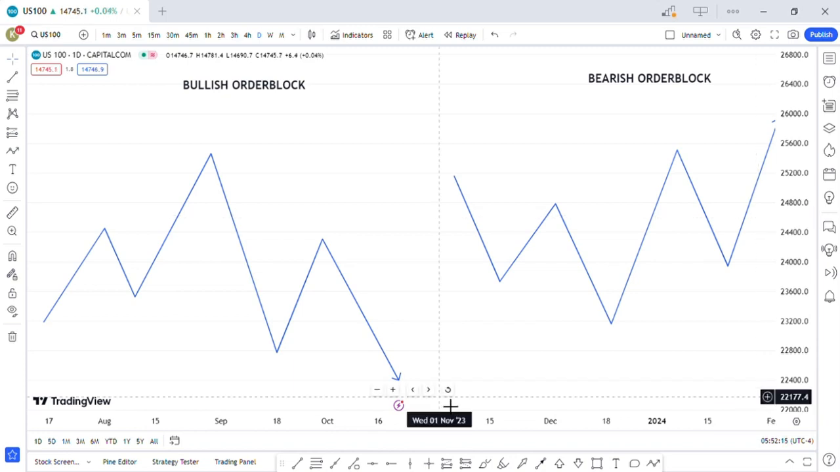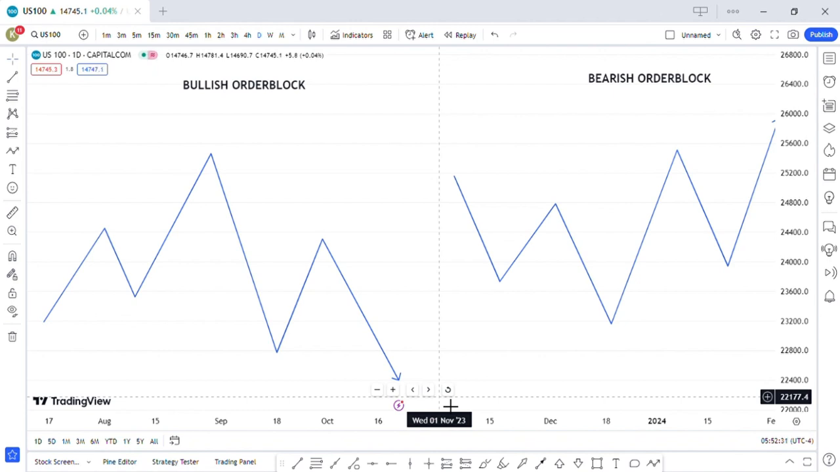How's it, everybody? In today's video, I'll be talking about order blocks, how I identify order blocks, how I validate order blocks, and how I treat order blocks. Okay, first things first, what is an order block?